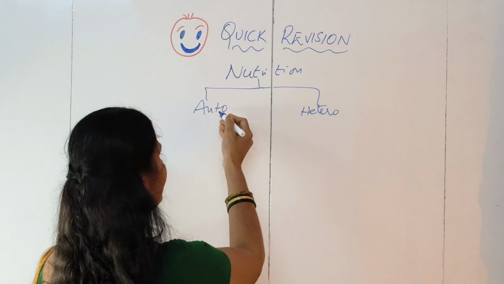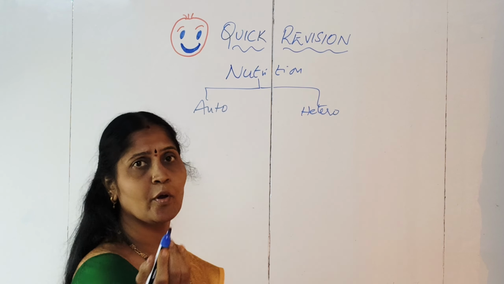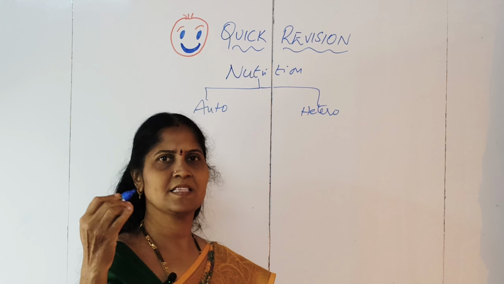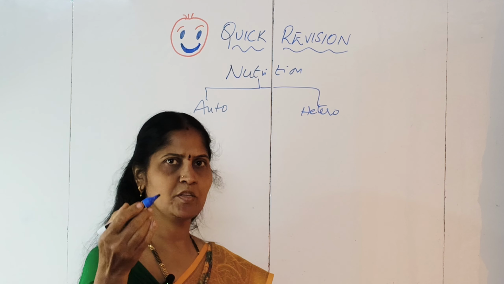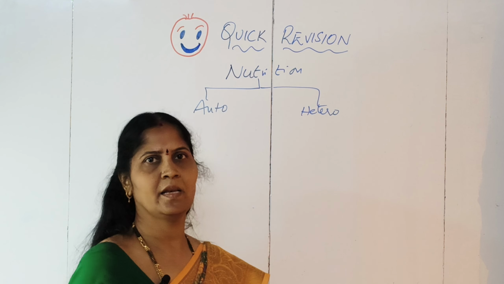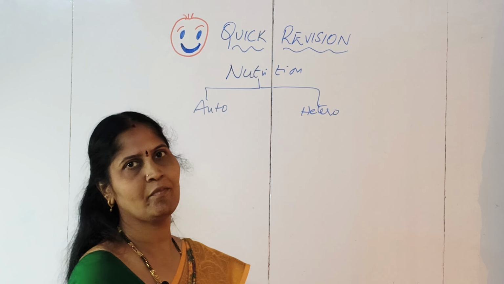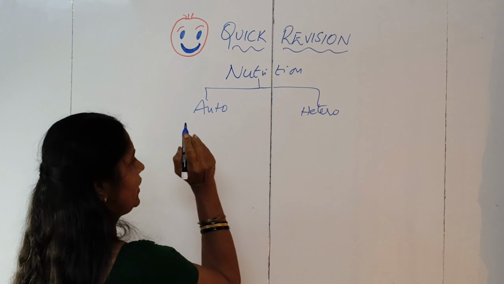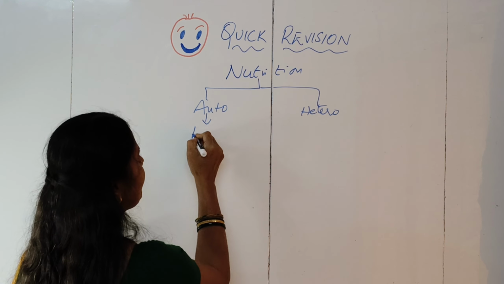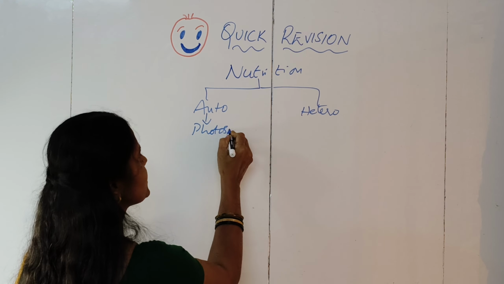Autotrophs can make their own food, and heterotrophs depend upon other organisms for their food. And the examples also, you can just memorize, as plants and animals, in a simple way. And next, coming to autotrophs. In autotrophs, the first and foremost thing is they will manufacture their food by the process of photosynthesis.